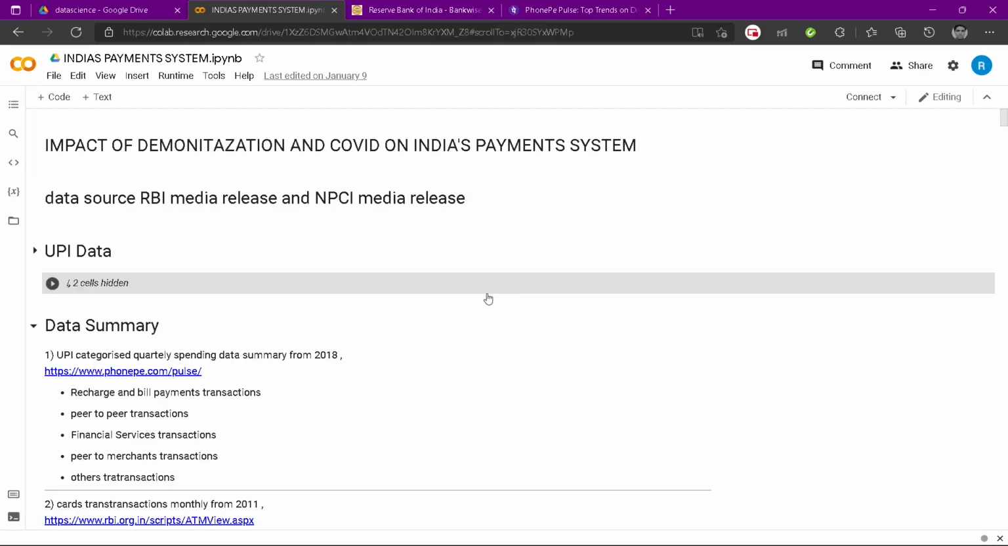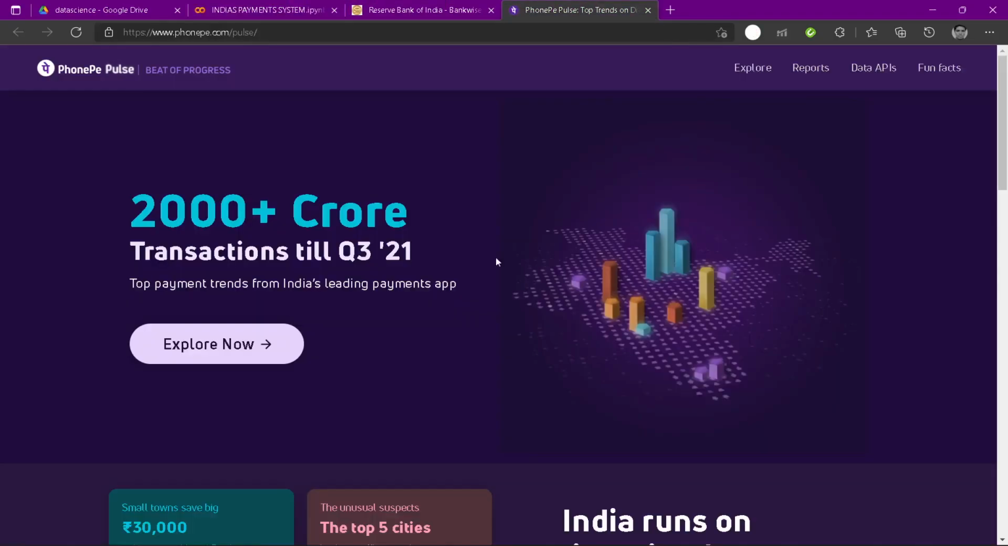So this is our topic. We are doing a project to find how demonetization and COVID impacted India's payment system. We have two data sources here. One is the UPI data, which we are getting from PhonePe.